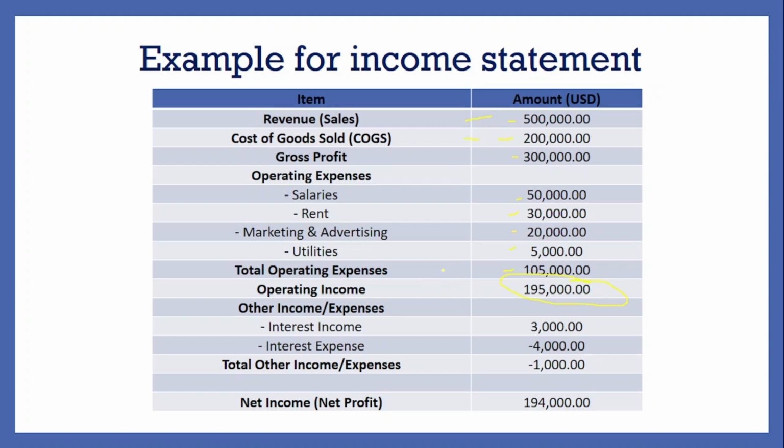After calculating the operating income, we have to go with the other income and expenses. Here we have an interest income of 3,000 and also an interest expense of 4,000. So in other income and expenses, there is a net expense of 1,000. It is an expense. So in this case, the net profit is 195,000 minus 1,000, which is 194,000. So this is a sample income statement for deeper understanding.